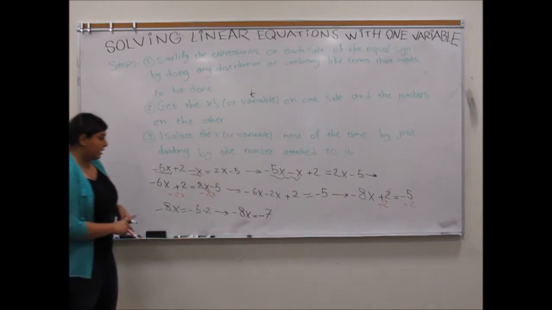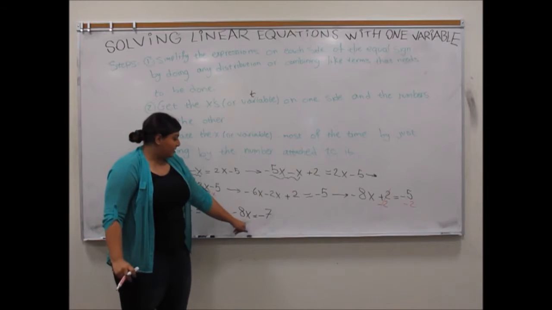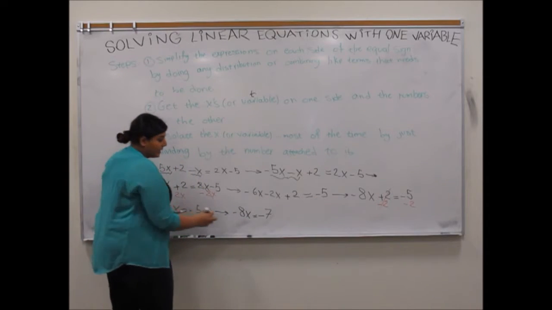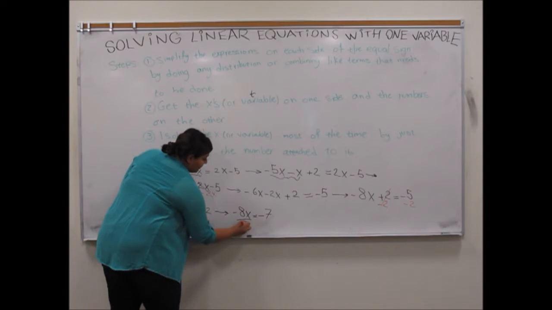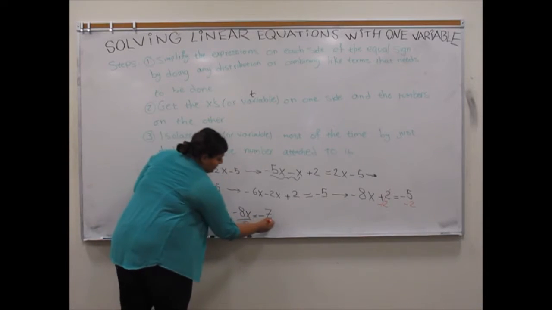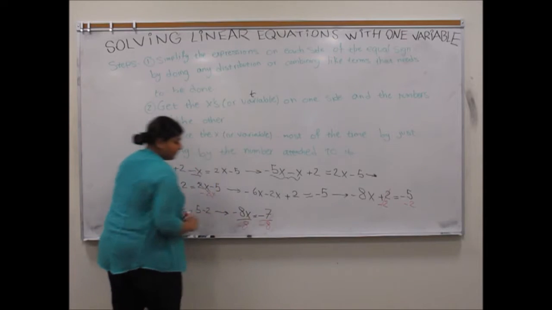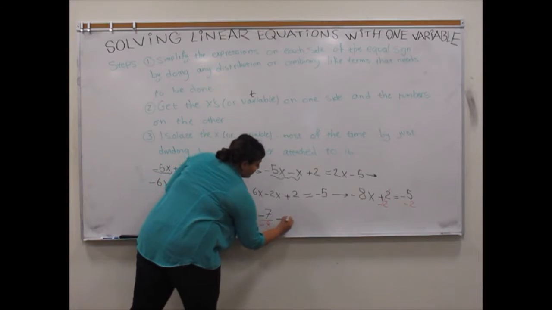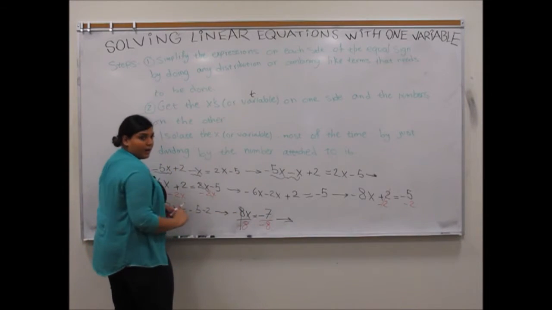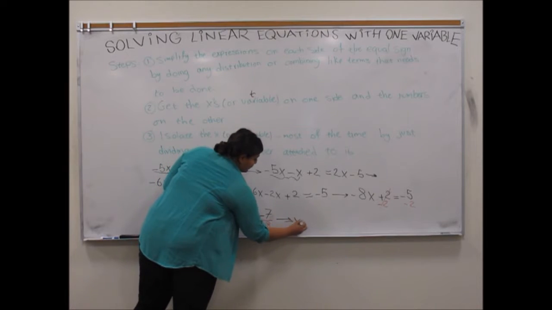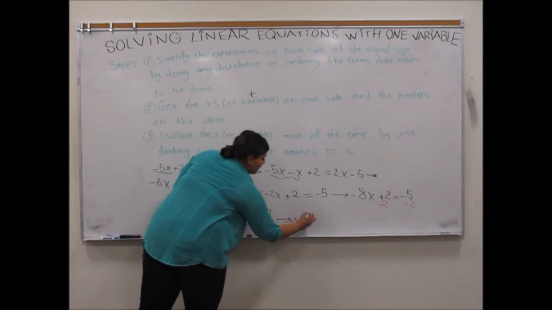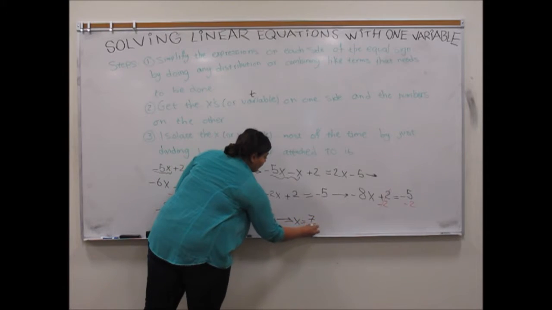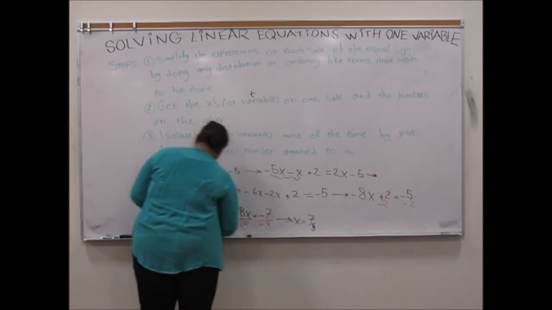So now here, this 8 is attached to this x. So I'm going to divide both sides by a negative 8. This will cancel each other out, and I have x equals, negative divided by a negative is just positive, so I just have 7 over 8. That is all good.